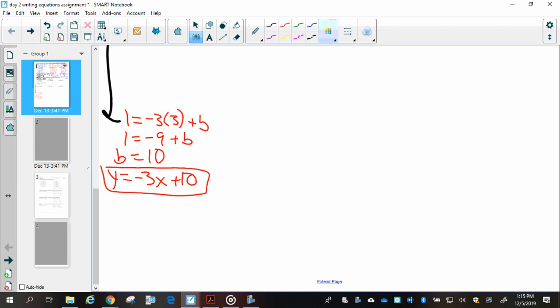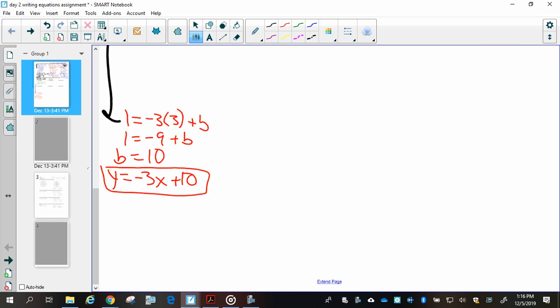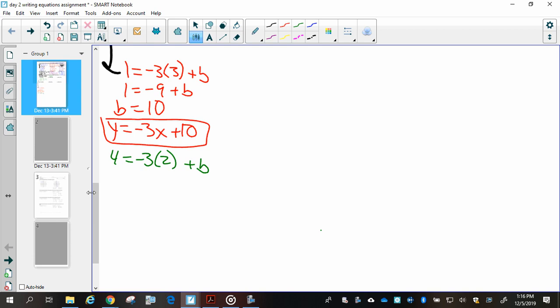You don't need to do the second part, but if you chose the second one instead, which was 2, 4, this would be 4 equals -3 times 2 plus b. It does not matter which point you choose. You just can't mix and match. You can't choose this x and this y. It has to be one ordered pair or the other.